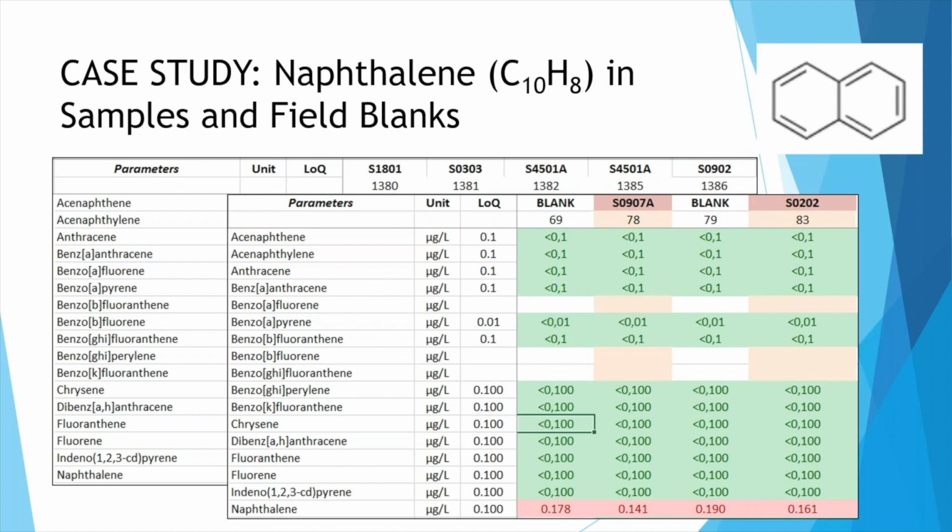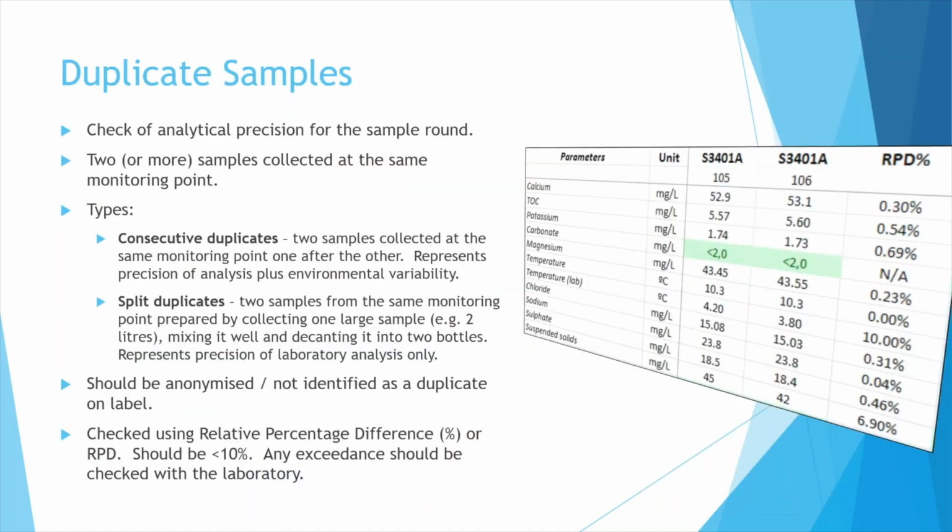So clearly we asked the laboratory to make sure that there was no possibility that samples were being prepared in a poor air quality environment. And after that particular check, there were no more detections of naphthalene in either the blanks or the samples. So moving on to duplicate samples.